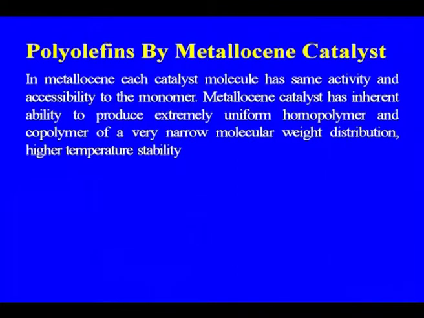Metallocene catalyst has the inherent ability to produce extremely uniform homopolymer and copolymer with a very narrow molecular weight distribution and high temperature stability. Very narrow molecular weight distribution means more uniformity. So this is the advantage of why the Metallocene catalyst has entered the manufacturing, and why the wide applicability of the Metallocene catalyst is there.